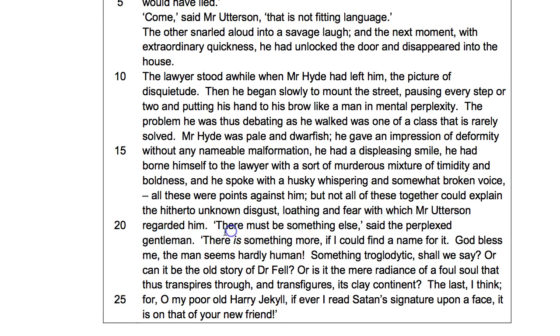Okay, let's find another quotation. "There must be something else," said the perplexed gentleman. "There is something more, if I could find a name for it. God bless me, the man seems hardly human. Something troglodytic, shall we say?" So I'm going to focus on that because that brings in the idea of earlier forms of man.